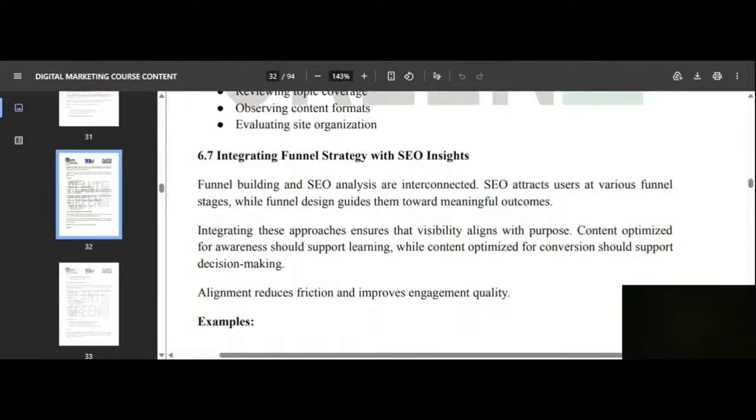So these are the 5 analyses that you can perform when you are going to your competition's website and performing competition SEO analysis.